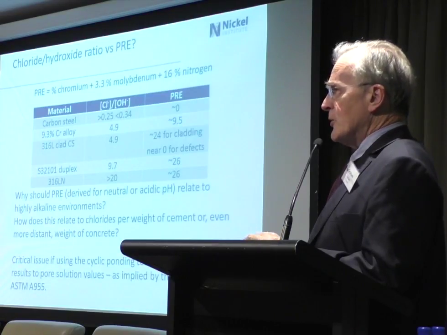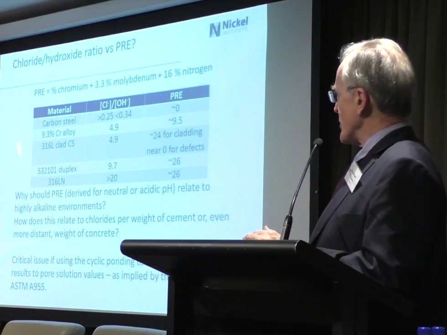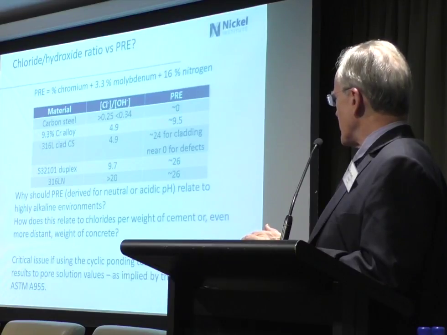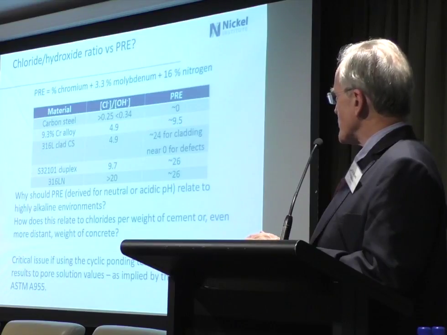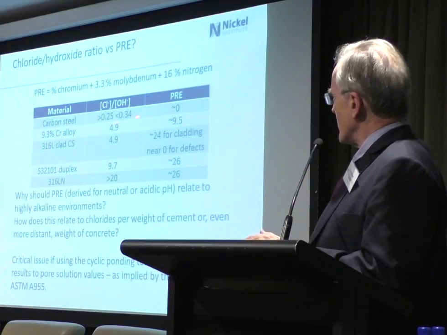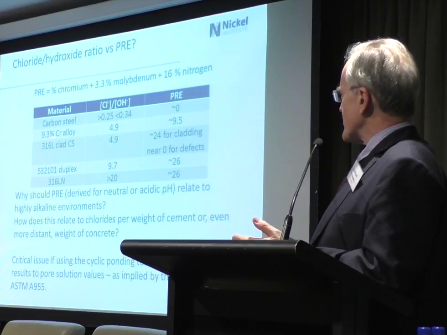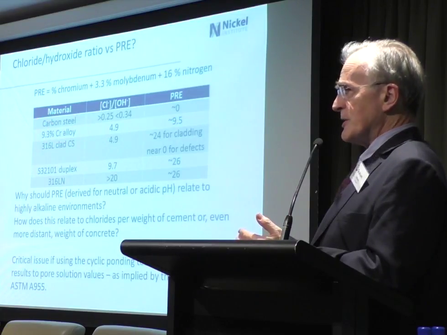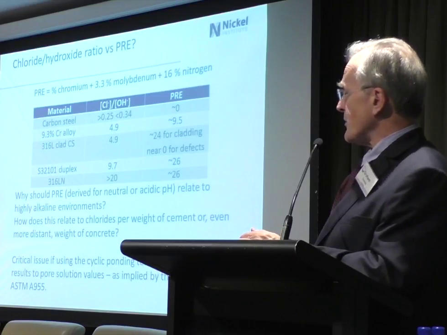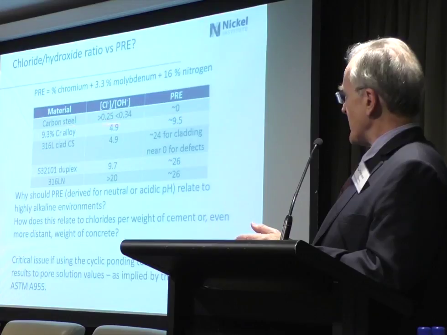All right, so just to look at PRE versus chloride hydroxide ratio for a number of different things. Some of this data is from American Highways research reports. Carbon steel, that's the chloride hydroxide, PRE naught, 9.3%. The reason I'm putting that in is because of the 9% alloys that have been tried and are being used by some of the highways authorities. 4.9, and the PRE predicts it to be 9.5. So there's obviously a complete disconnect there.